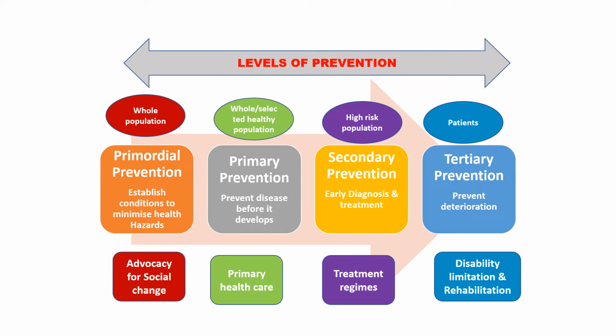Secondary prevention is mostly directed at the high-risk population, and the interventions involved are early diagnosis and treatment. And here you mention the treatment regimes. In tertiary prevention, obviously, it is targeted at the patients to prevent deterioration and aims at rehabilitation.